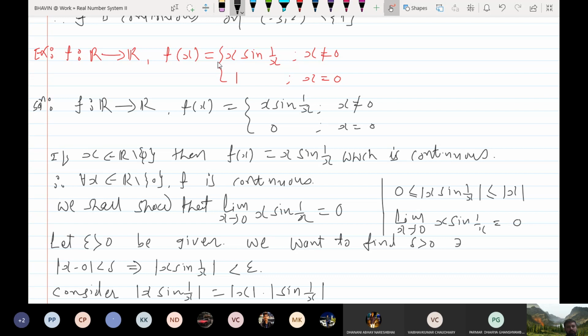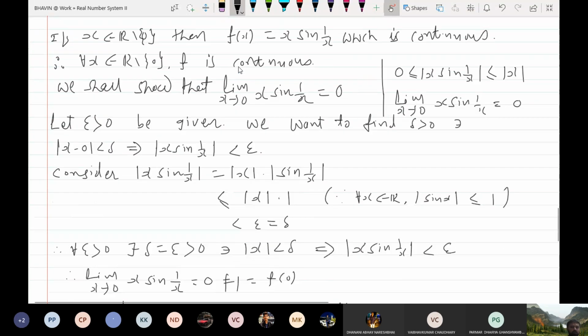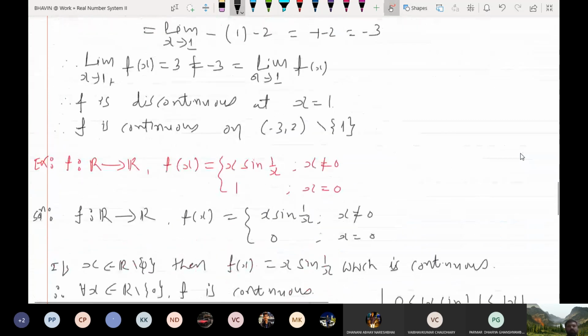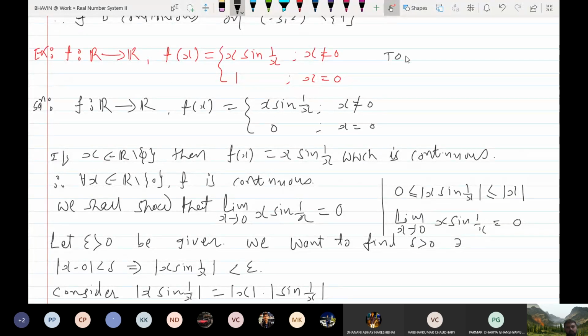If you redefine function f at x equal to 0, then you can remove the discontinuity and the function becomes continuous. So if you take f of 0 equal to 0, then it becomes continuous. So this is known as removable discontinuity. This is known as a topology sine problem. In MSc, you will study this topic.